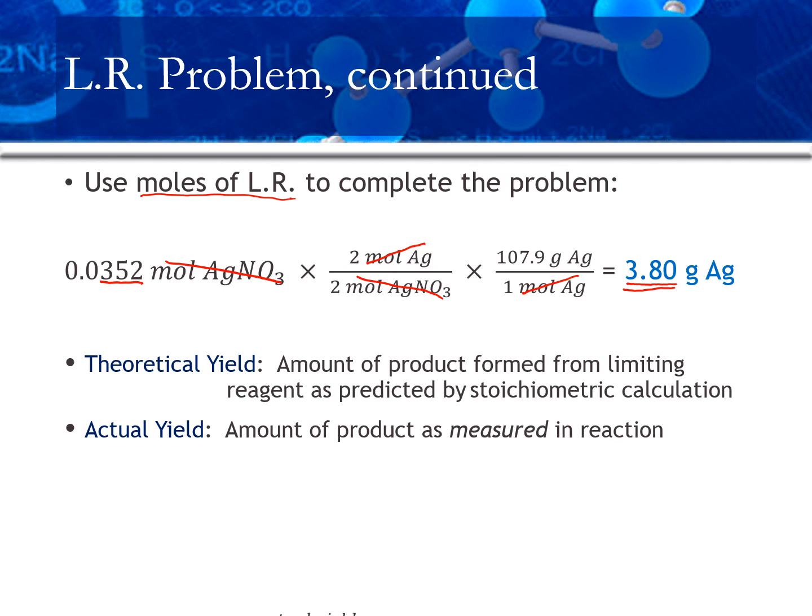So that we say that the percent yield in a reaction is just the actual yield, the amount you measured as a result of an experiment, divided by the theoretical yield, the amount that you would have expected from stoichiometry, and converted into a percentage.